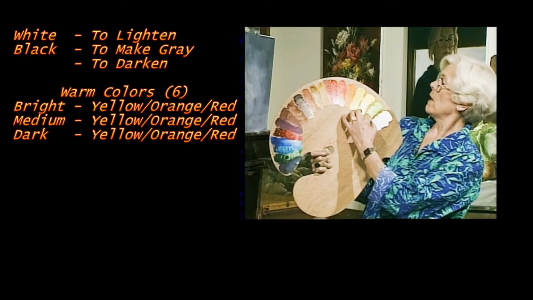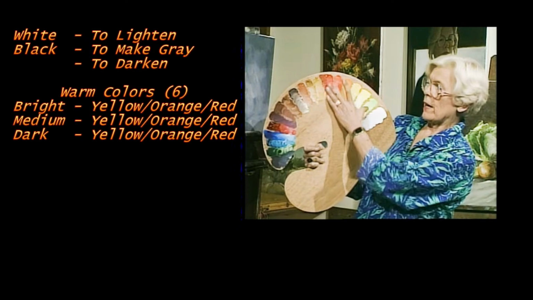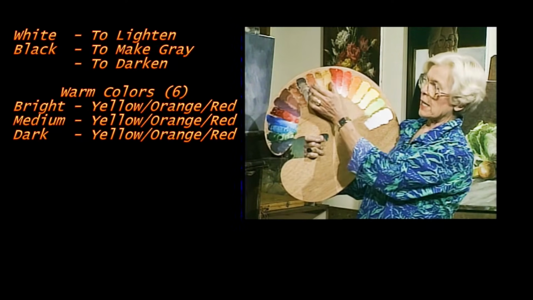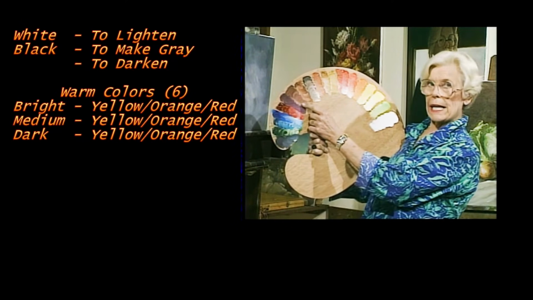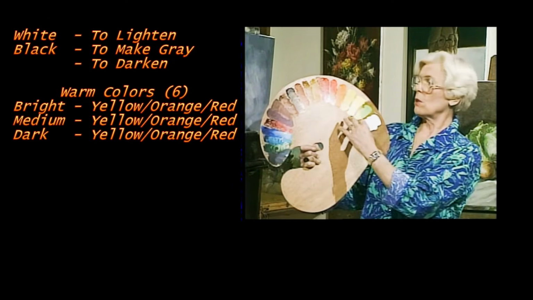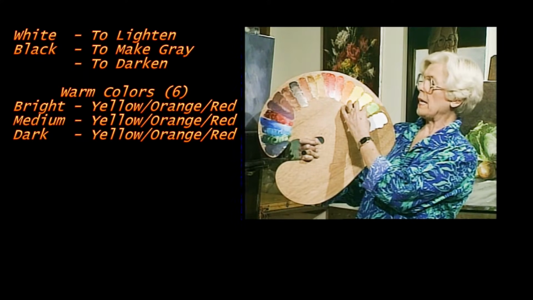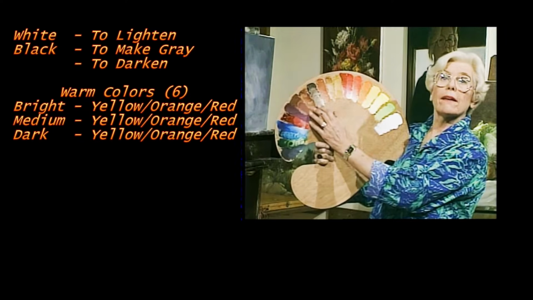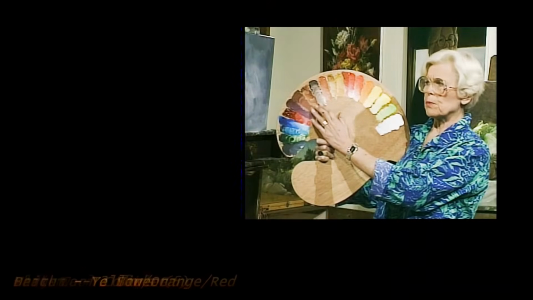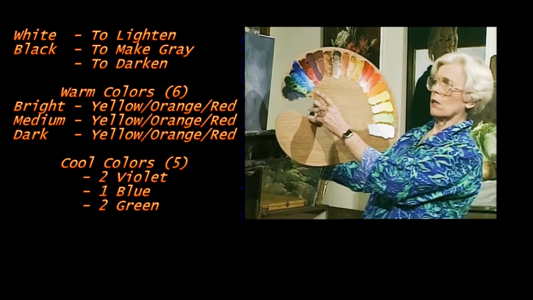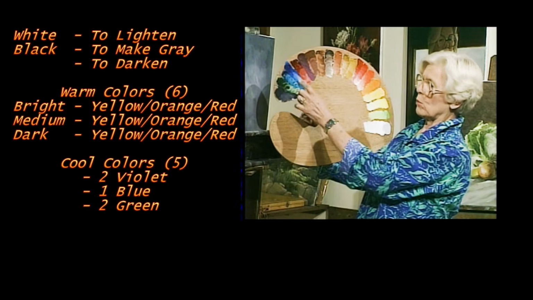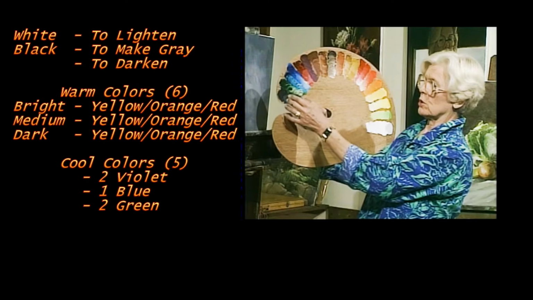So I have yellow, orange, and red grouped here in a bright version, yellow, orange, and red again, and yellow, orange, and red again. They vary because these are light and bright, these are duller and darker, and these are darker yet and duller too. Then I have the cold colors: violet, 2 versions, blue, 2 versions, and green, 2 versions.